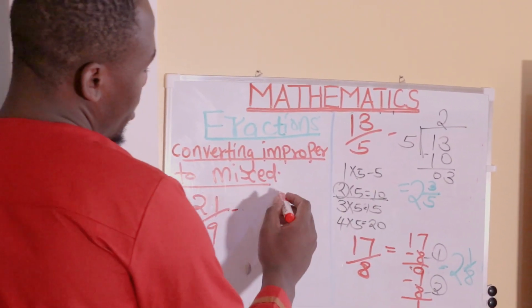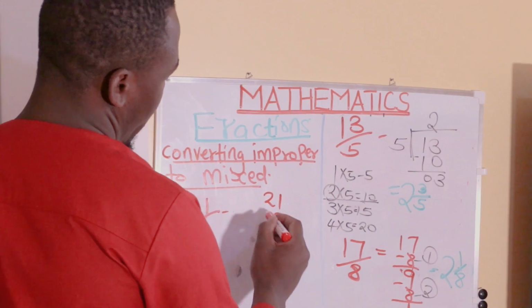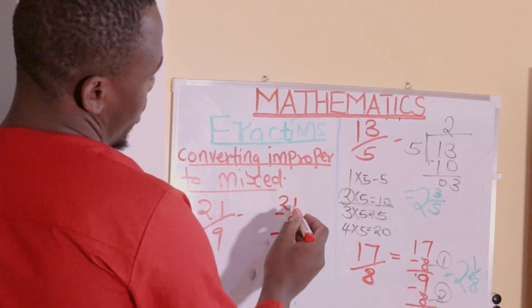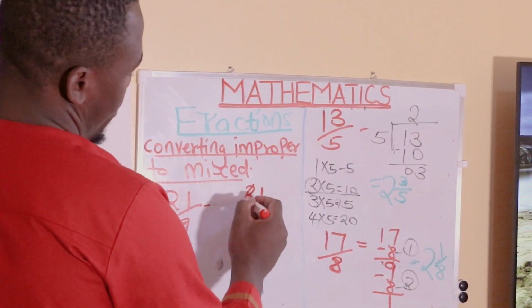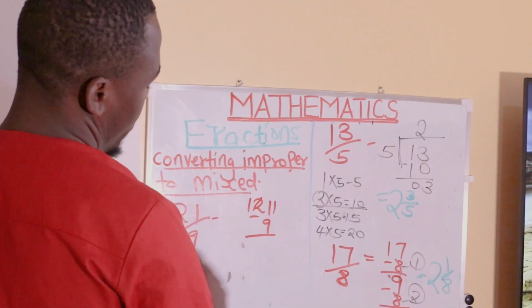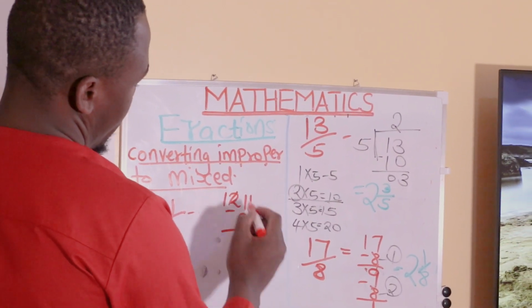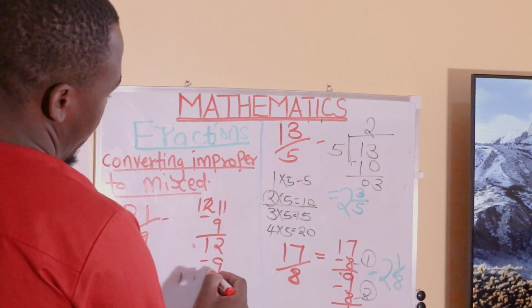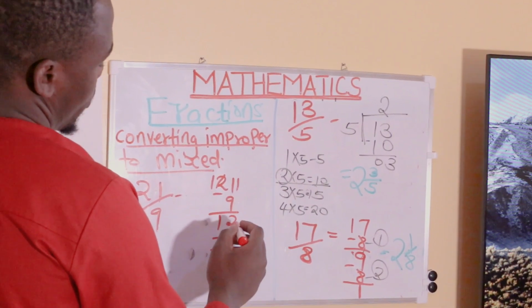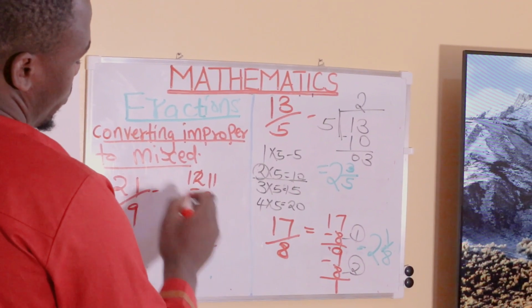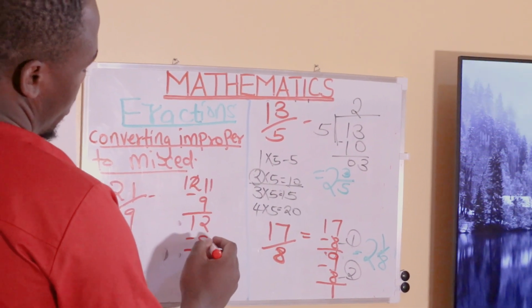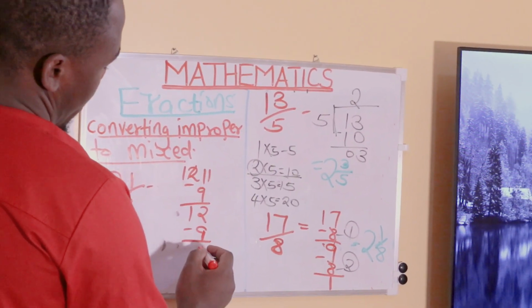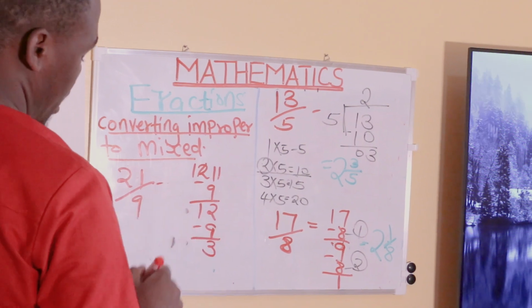Now we say 21 take away 9. What do you get? 1 take away 9 is impossible. We borrow, and we have 11. 11 take away 9 is 2. Then you drop this one. We subtract 9 again. 2 take away 9 is impossible, so we'll have to use this one. 12 take away 9 is what? 12 take away 9 is 3. So 3 is our remainder.